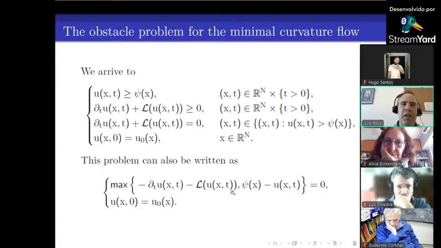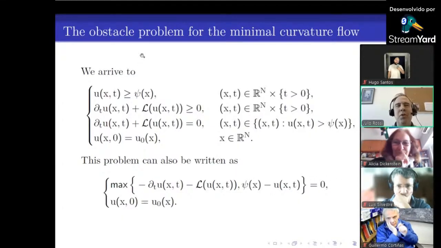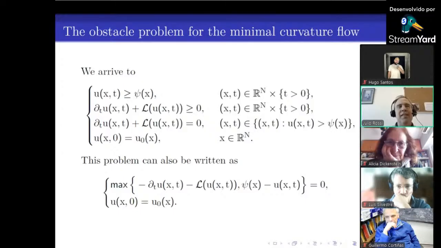So you have a solution to the equation where the function is touching the obstacle psi. And since the maximum is equal to 0, both terms need to be greater or equal, or less or equal, than 0 at every time. So the function u of x,t is bigger or equal than the obstacle. And this obstacle problem, in some sense, is reproducing the fact that when you move the surface and you touch your set K, you cannot cross. So the movement of the surface is stopped when you touch your set K.